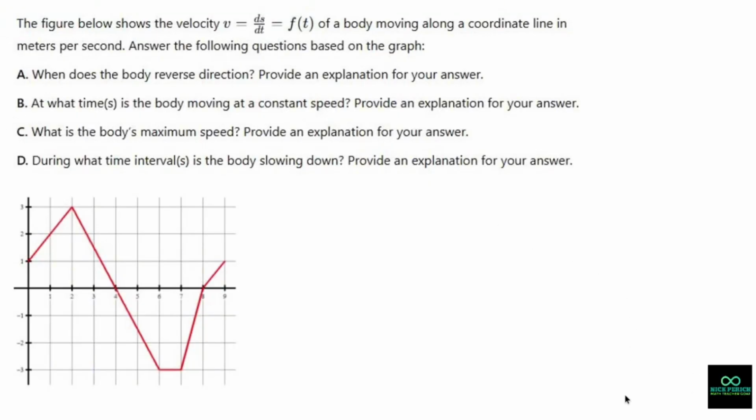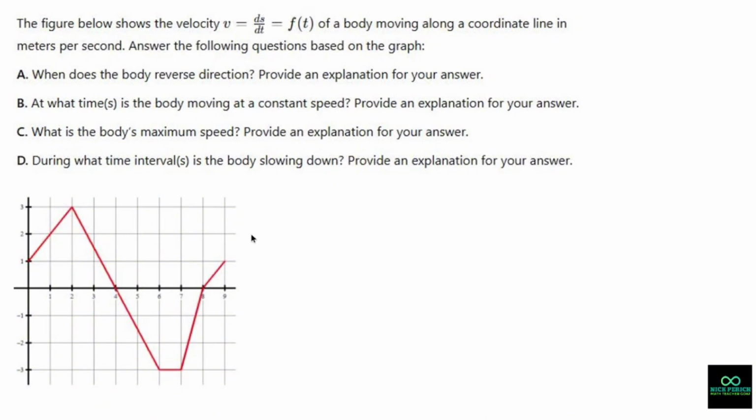Response question number 3. No calculator. That's fine, we don't need one. Calculators are for suckers. Anyway, this figure below shows the velocity v, also known as dS/dt, also known as f of t, all these names, of a body moving along a coordinate line in meters per second. Answer the following questions based on the graph.